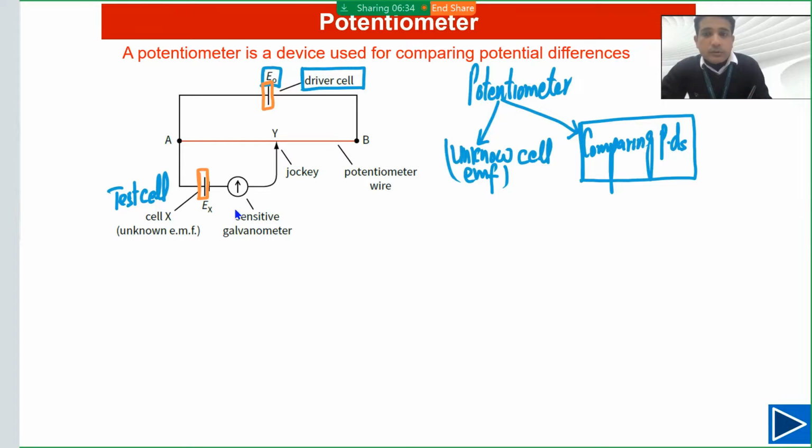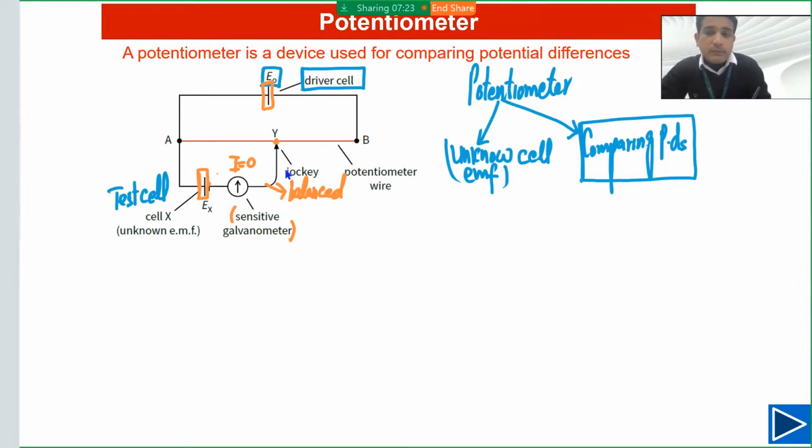You also need to understand the use of this galvanometer. When the potential at this point and the potential at this point are the same, the reading on this one will be equal to 0. It simply means that when the potential difference across the galvanometer is 0, there will be no current flow and the reading will be 0. Then we say the galvanometer is balanced. So this point is the balanced point. When V at this point and V at this point are the same, there is no potential difference across the galvanometer, so we say the galvanometer is balanced.